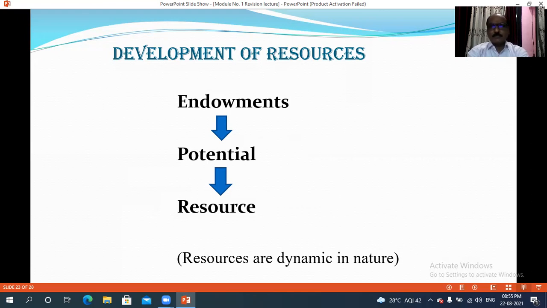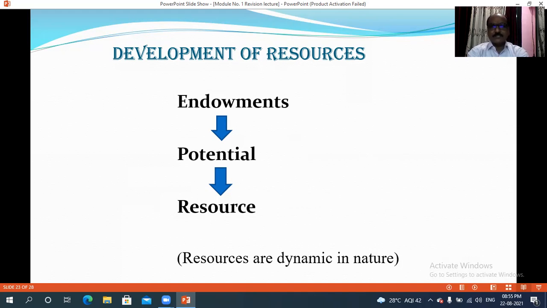In this term, the human population knows the use of those things, but is actually not using them for satisfying their basic needs and wants. So it is the potential. And this potential later on is converted into resources. Resources means the things and substances whose use is known to the human population. They are using those things for satisfying their basic needs and wants. So that is called resources.